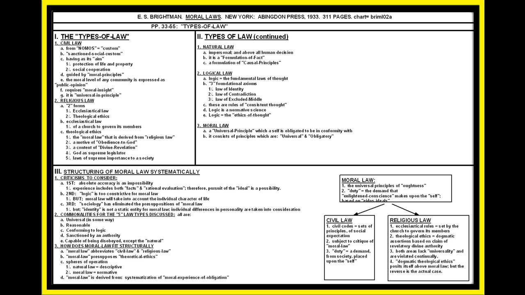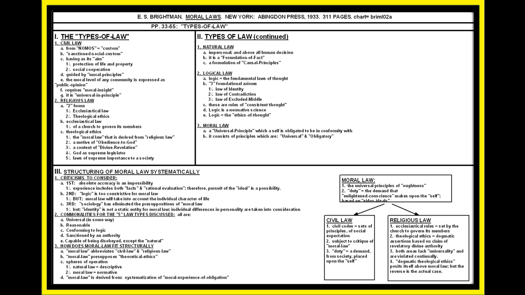On Block 2, he continues with the types of law. He looks at natural law. It's impersonal and above all human decision. It is a formulation of fact, a formulation of the causal principles within nature. Then there is logical law. There are three foundational axioms for logical law: the law of identity, the law of contradiction, the law of the excluded middle. These are the rules of consistent thought. Logic is a normative science. Logic is the ethics of thought.